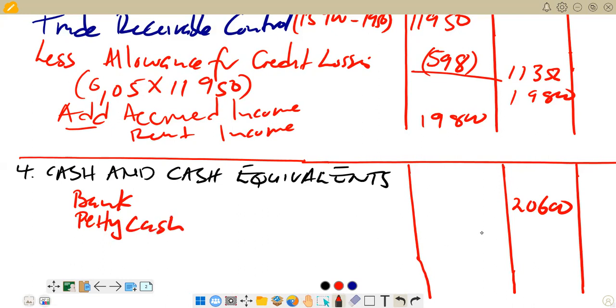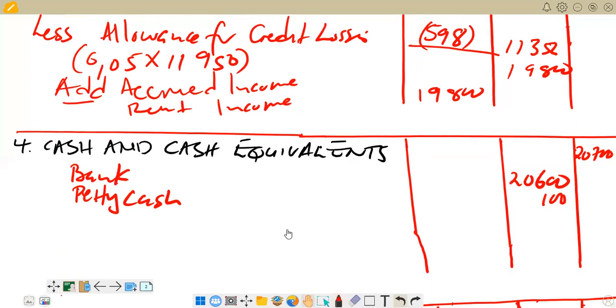And our petty cash is 100. And then if you add the two to get the cash and cash equivalents figure, here you are supposed to get 20,700. That's what we have on note number 4. So nothing much on these notes. We are just listing the figures that we are given there.